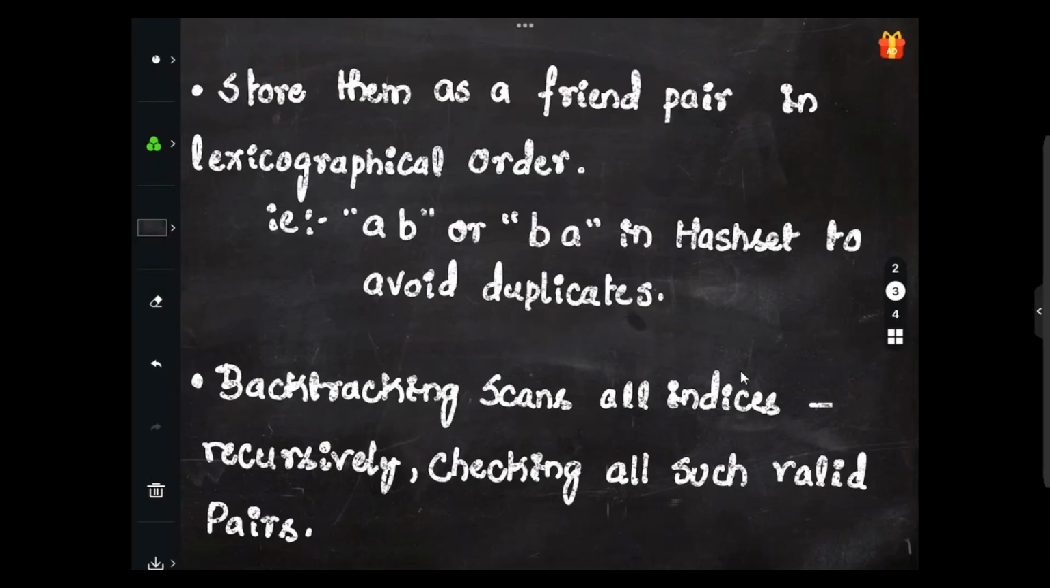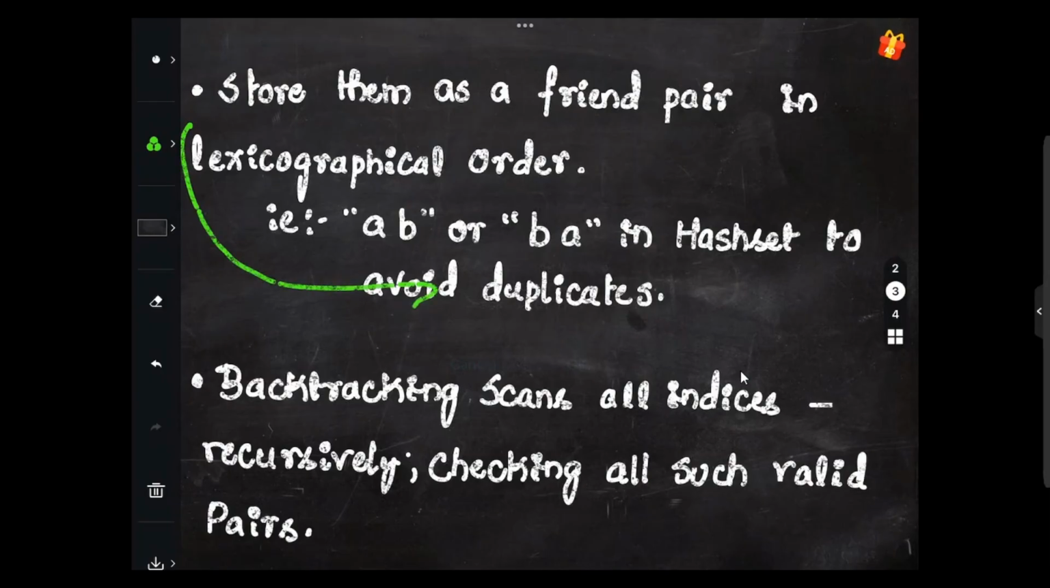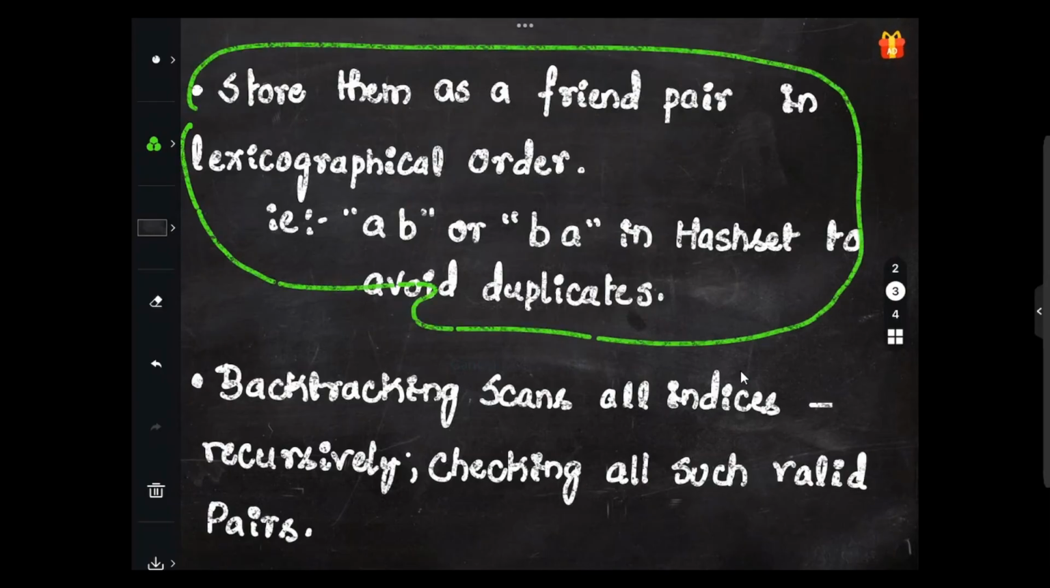So we have to store them as a friend pair in the lexicographical order. This part is very important, man. Just keep this in mind, don't forget this one. So we have to store them as a friend pair in the lexicographical order. Just for the sake of example, I have shown this one, AB or BA. We will be storing this one in the hash set to avoid the duplicates. This is nothing but the lexicographical order, right? So we are storing them as a friend pair in the lexicographical order.